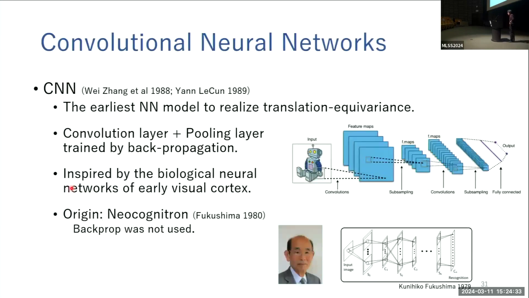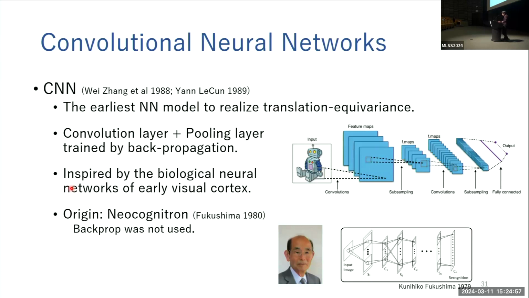Okay, let's consider convolutional neural network. So maybe you have heard about convolutional neural network. This is one of the most popular models, and before transformer, this was a de facto standard for image processing, and still people often use convolutional neural network as a starting point of image processing.